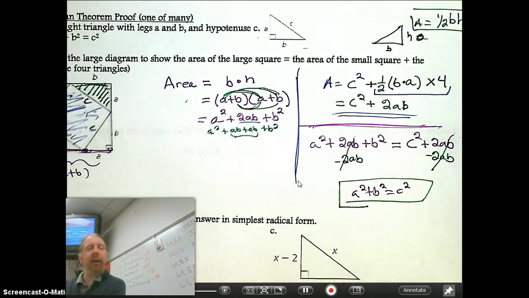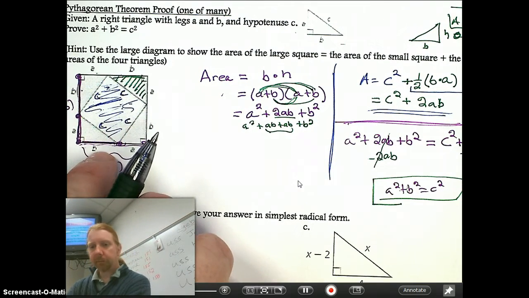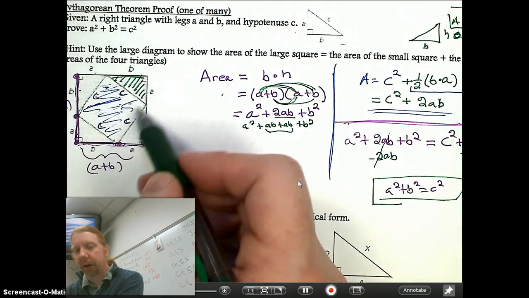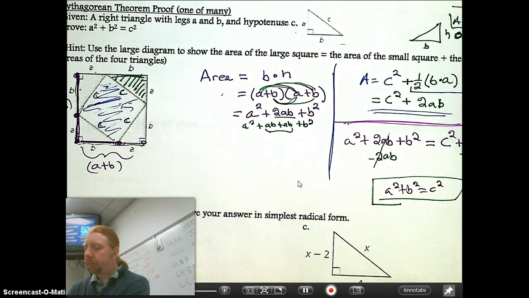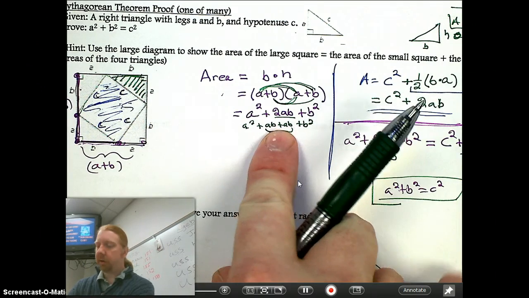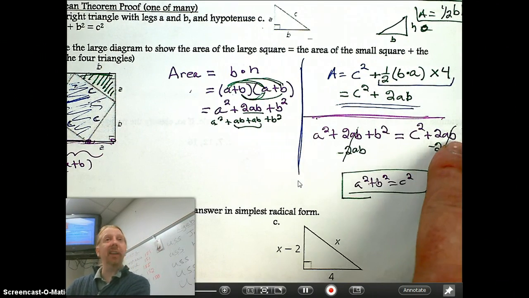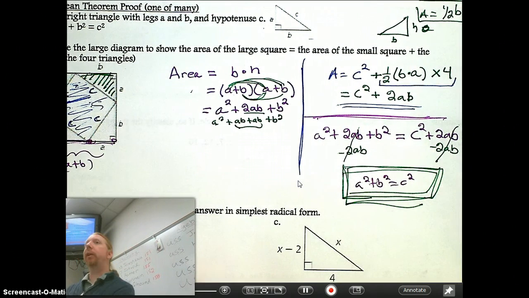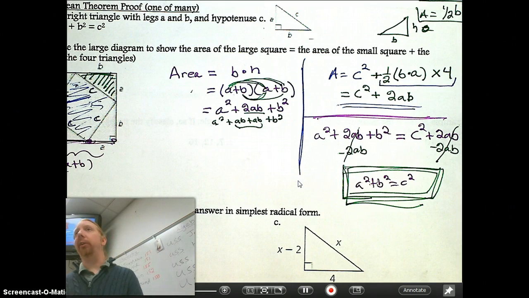So what I've shown here is that if I take this picture, which is a square that I can break into 4 triangles and the inner square, I end up with one way to write the area and another way to write the area, and when I say those are equal, because it's the same area, I get the Pythagorean theorem. So that's one of the proofs that shows that a squared plus b squared is going to give you c squared.